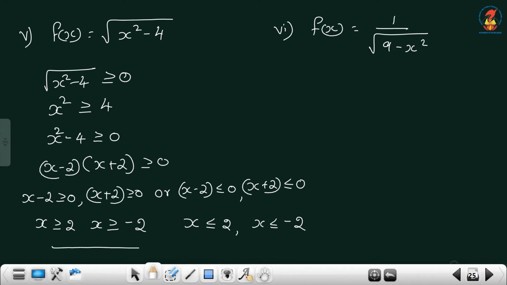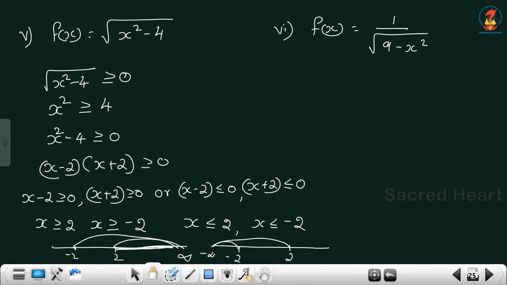Here x is on the number line, here minus 2, here 2. X greater than or equal to 2 means from here. X greater than or equal to minus 2 means from here to infinity. And here, 2 and minus 2: x less than or equal to 2 means 2 to minus infinity, and minus 2 to minus infinity. So which is common? The common portion is 2 to infinity.